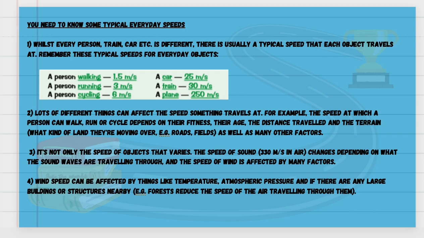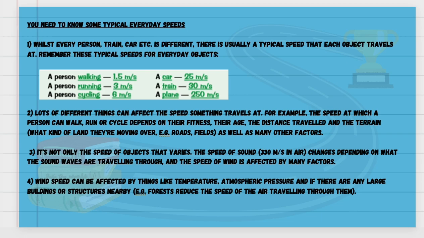Lots of different things can affect the speed something travels at. For example, the speed at which a person can walk, run, or cycle depends on their fitness, their age, the distance travelled, and the terrain, what kind of land they're moving over, for example, roads, fields, as well as many other factors.